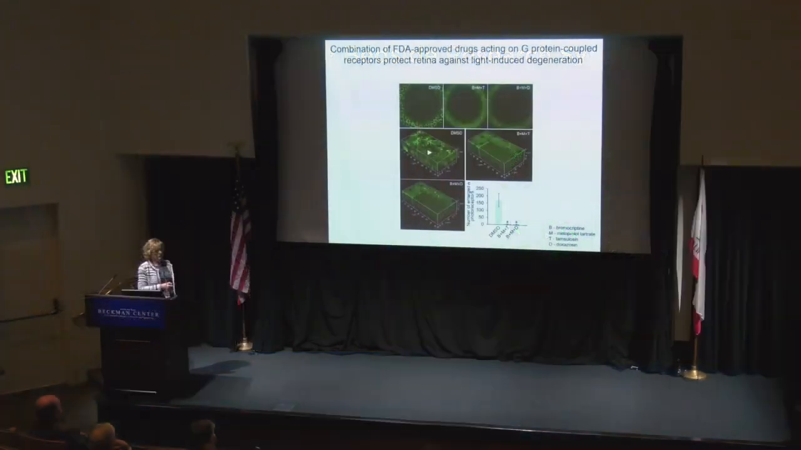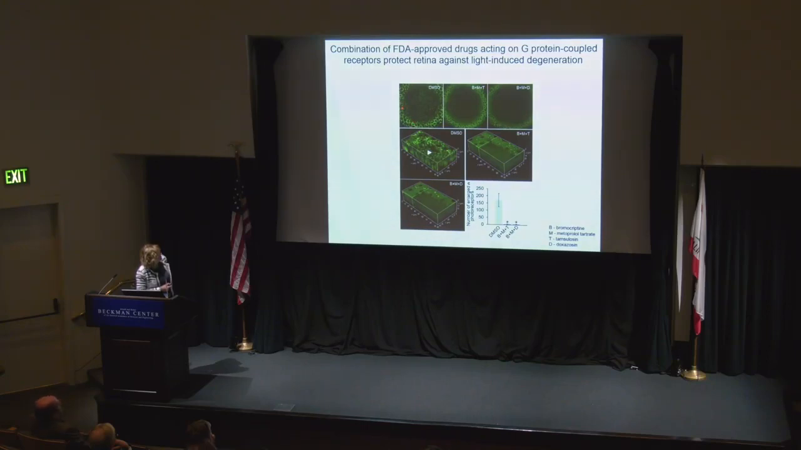Another types of drug that we were looking with that technology and that Chris is inventing are the drugs acting on G protein coupled receptors. And here we look at the 2 different combinations of drugs. And control is the DMSO.